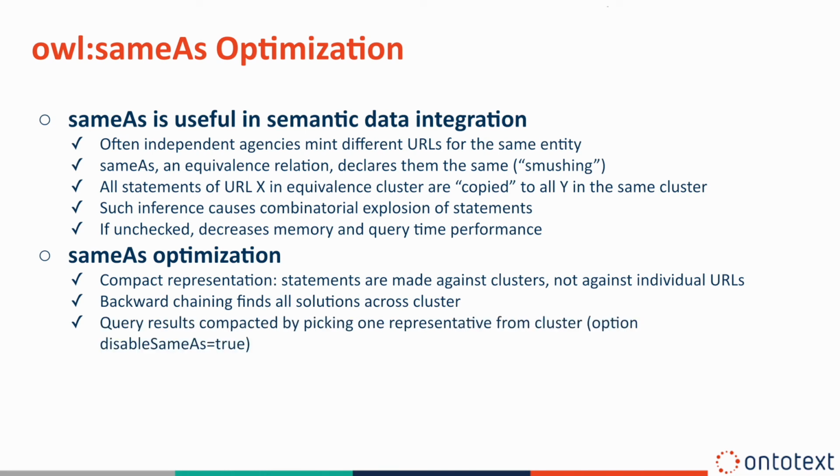Query results are compacted by picking one representative from the cluster. Option: disable-sameAs equals true. Disable-sameAs equals false expands results over equivalent URIs.